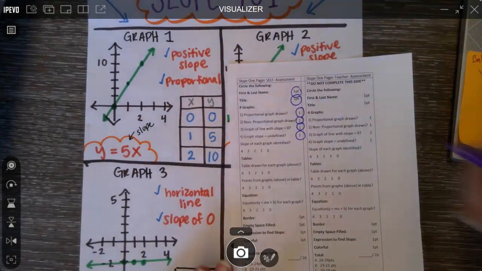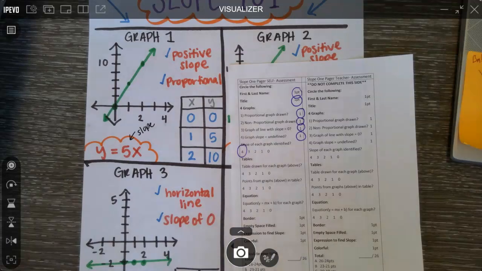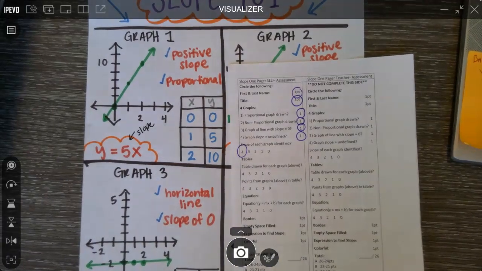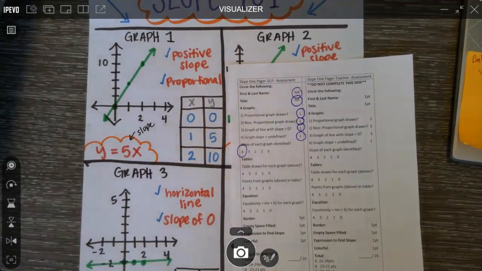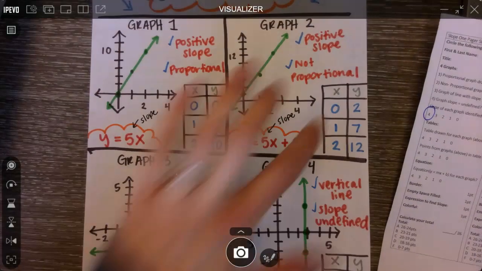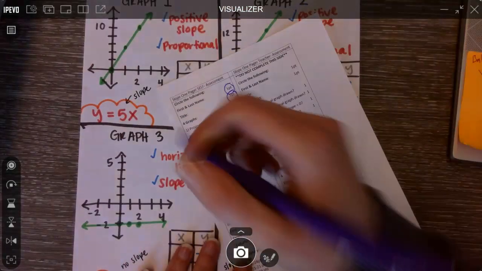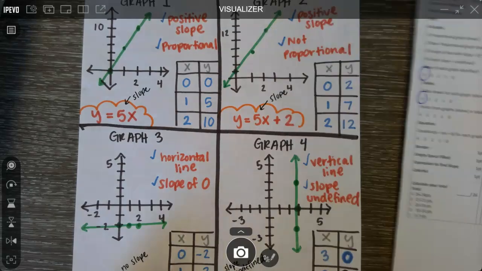Good thing I checked today. So I'm going to say that's a 4. If I hadn't checked, then I would have gotten points off. Okay? Then it says tables are drawn. 1, 2, 3, 4 tables. Beautiful. Points from the graph are in the table.